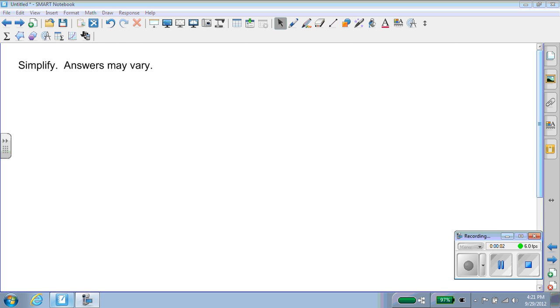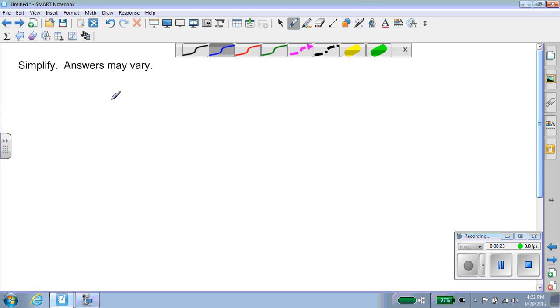We're going to practice the identities that we saw in 5.1, day 1. The directions for today's work will be to simplify, and answers may vary depending on what you choose to do. So let's just get started.